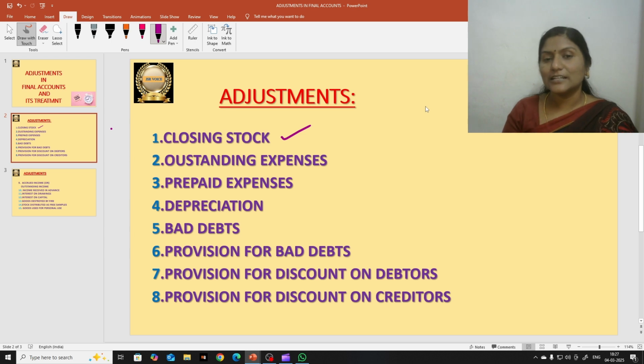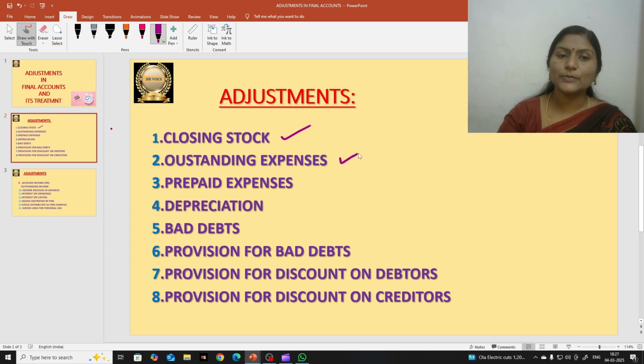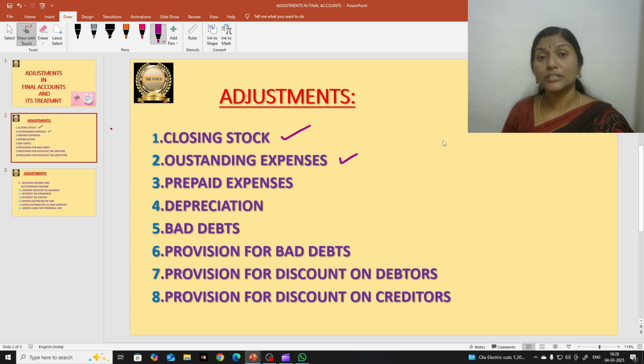Okay, let us discuss the next adjustment. Next adjustment is outstanding expenses. Outstanding should always be added to the related item. If this expenditure is related to any particular item, we should add it immediately to that item. Where we record that item, there we should add this outstanding expense. Second time it will appear in the balance sheet compulsorily. Outstanding expenses we are going to write on the liability side.